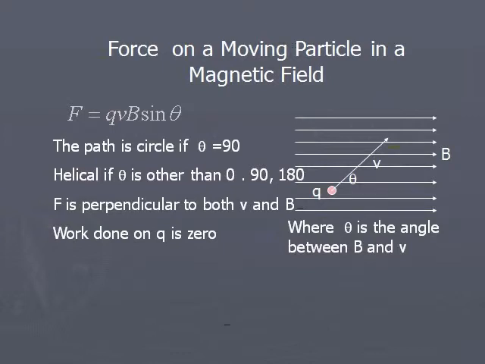So we can say the force is situated in a plane perpendicular to the plane contained by V bar and B bar. The work done on the charged particle due to the magnetic field will be 0.